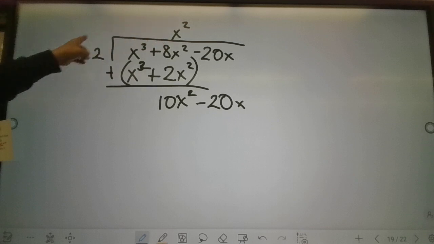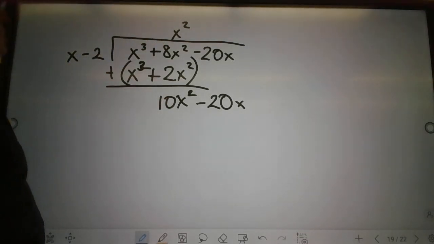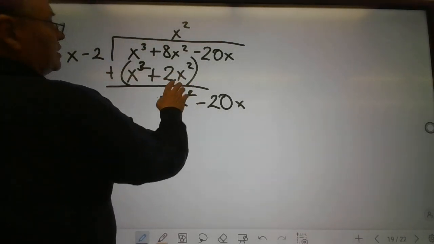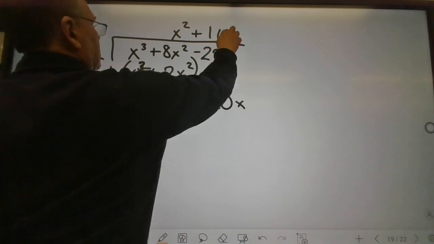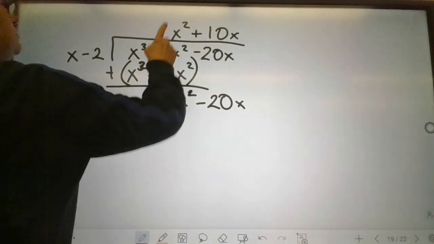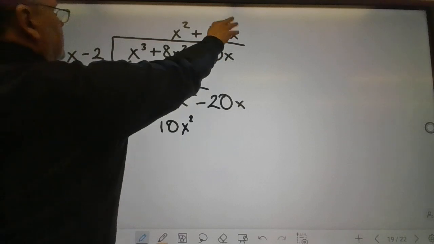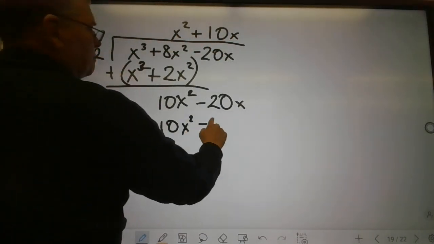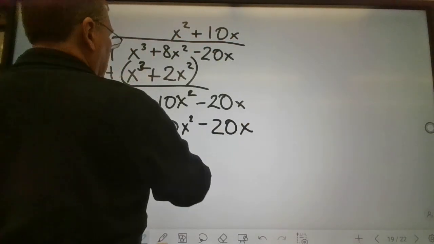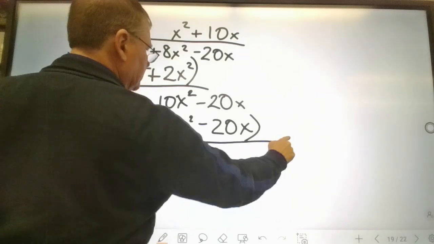What times x will give me a 10x squared? It's a positive 10x squared, so this will be a positive 10x. 10x times x is a 10x squared. 10x times a minus 2 is a minus 20x. I am subtracting all of that.